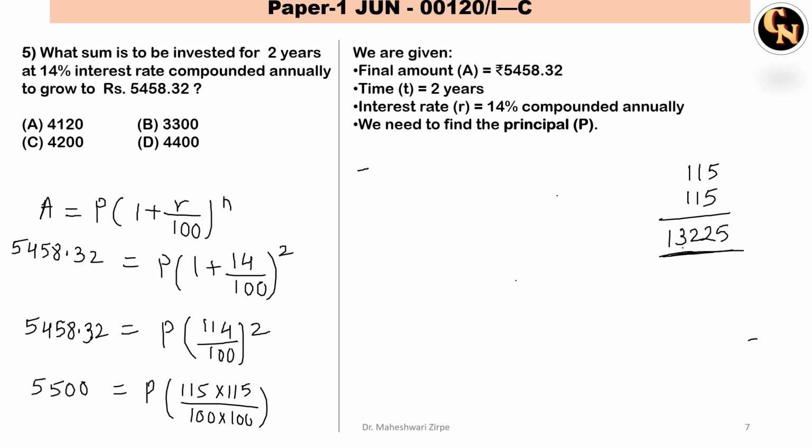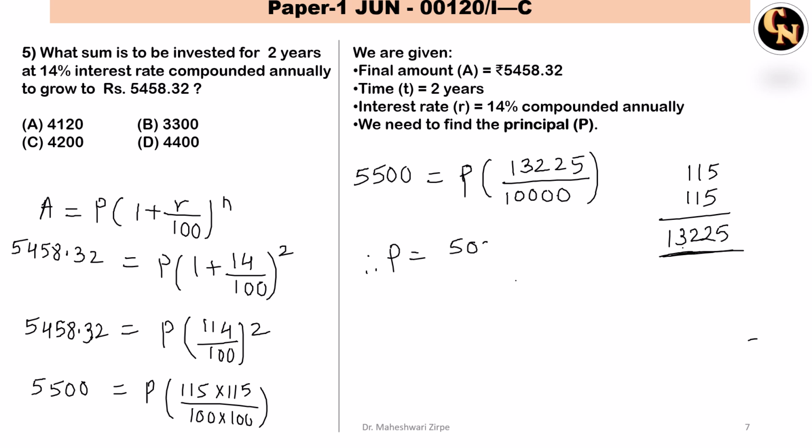Now what we have done, we have rounded up this number, that is the amount number. We have taken it 500 and 5500. Now we multiplied 115 into 115, which is nothing but how much we got? 13225. And if you see the denominator, it will have 4 zeros, correct? 100 into 100 means 4 zeros will be there. 1 2 3 4.